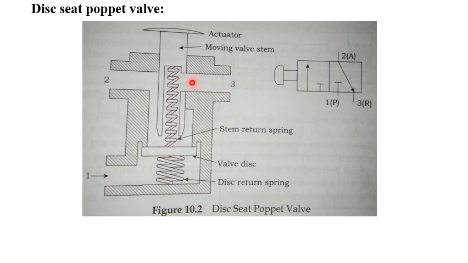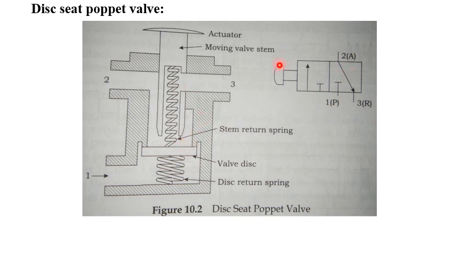So what is the next thing? How to close this opening? When you press this against the spring force, port number 3 will be closed. At the same time, this plunger pushes the disc against the spring, and an opening is created. Through that opening, air goes from 1 to 2. Until you hold the actuator pressed, the valve is in the open condition. If you release the actuator, the valve automatically closes.